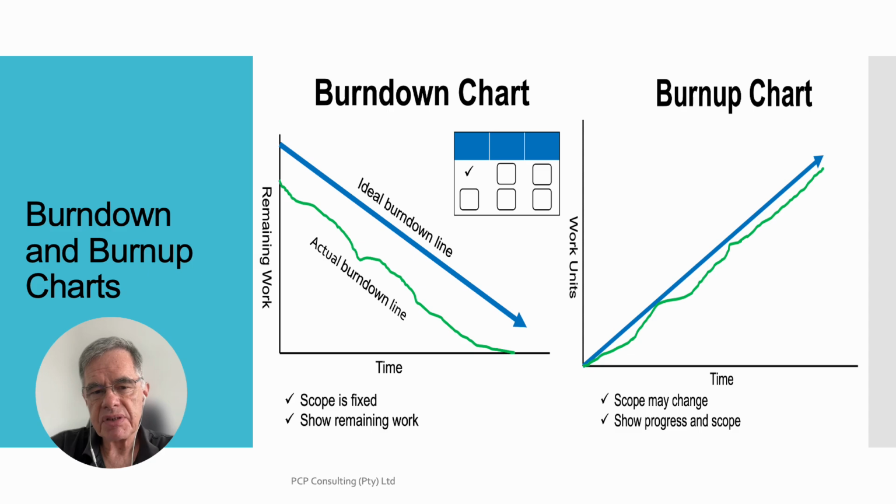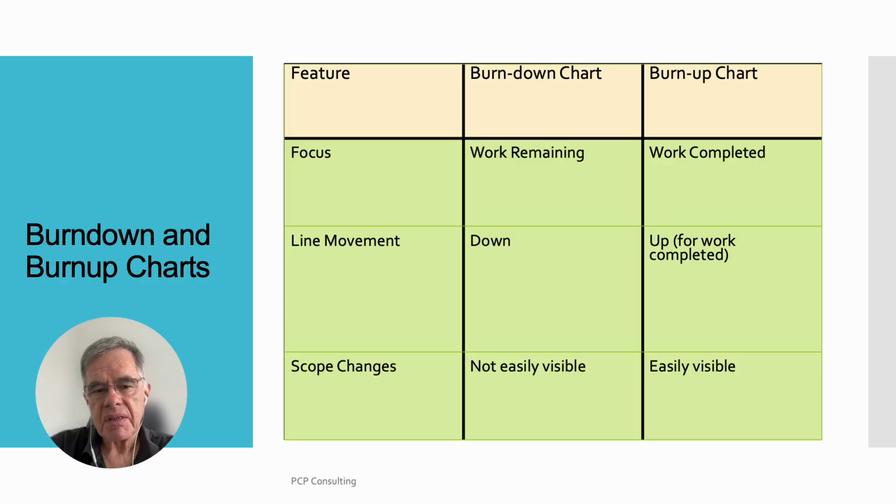A visual comparison of the burn down chart and burn up chart. Column 1, feature. Column 2, burn down chart. Column 3, burn up chart. Focus, work remaining, work completed. Line movement is down, up for work completed. Scope changes are not easily visible.